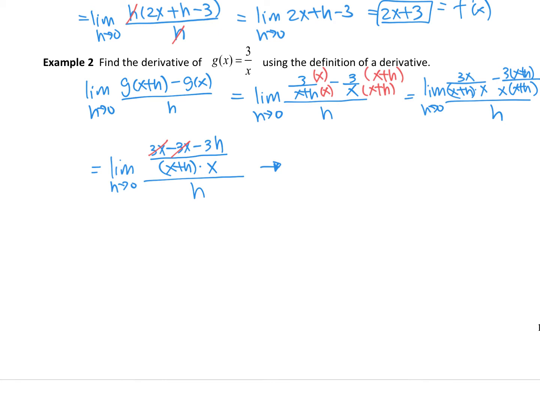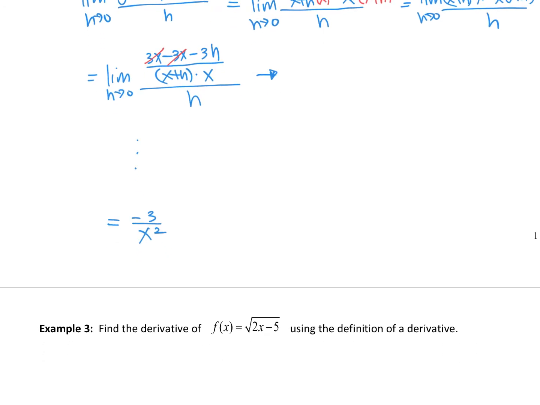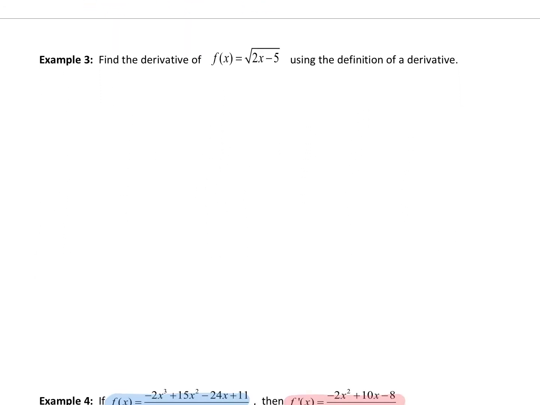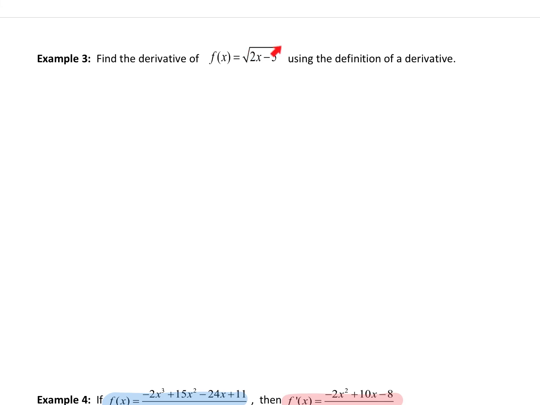All right, once you work everything out, you should get negative 3 over x squared. And then same for example 3. This is the one with the square root. I'll do the setup, and then I'm going to have you finish the rest of it. How do I get started? Same thing. Limit as h goes to 0, f of x plus h minus f of x over h. So I'll plug in x plus h here.